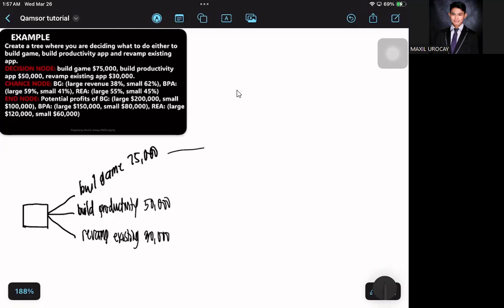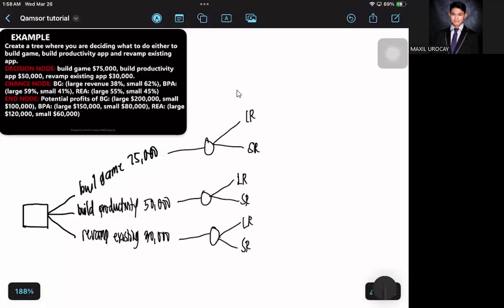And that is connected to the chance node, which is your circle. Your circle will be connected to two categories. So we can put here large revenue and small revenue, then large revenue and small revenue, then large revenue and small revenue. For the large revenue, the probability is 38%. You have to put there 62%, then 59% and 41%. And then afterwards, it's 55%.